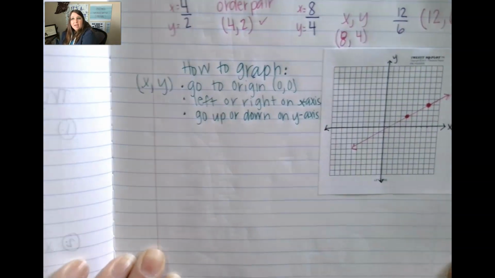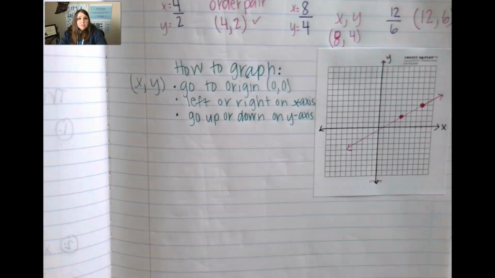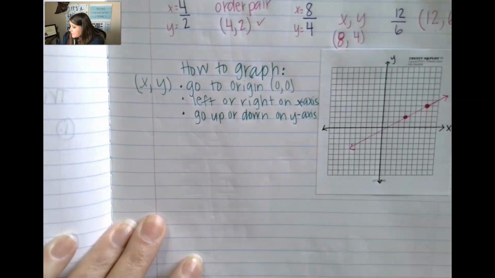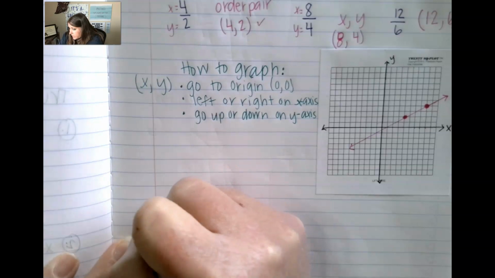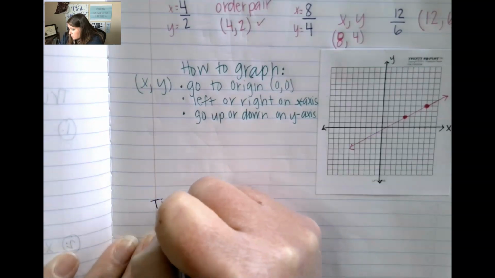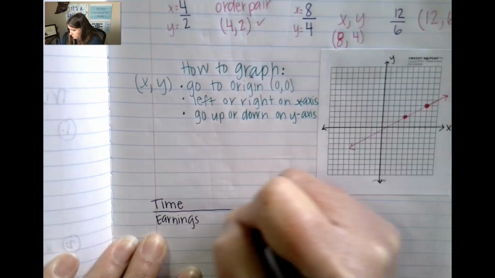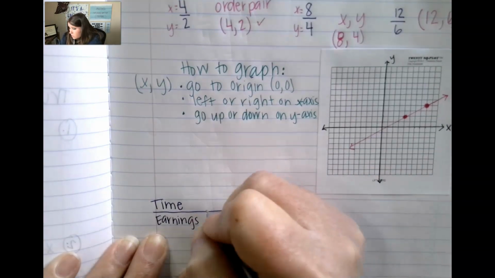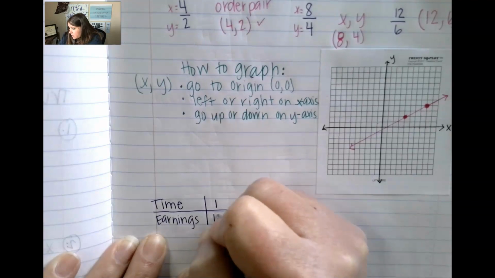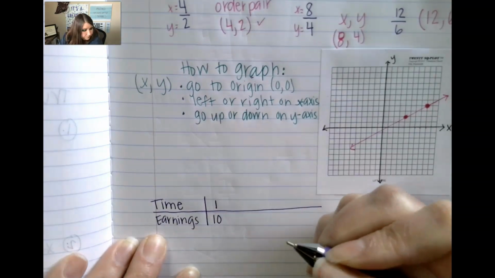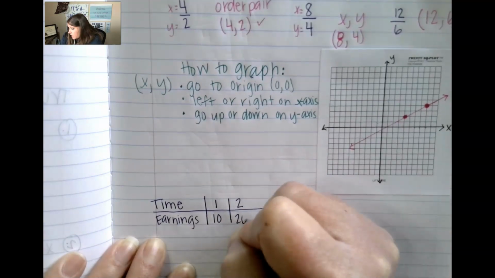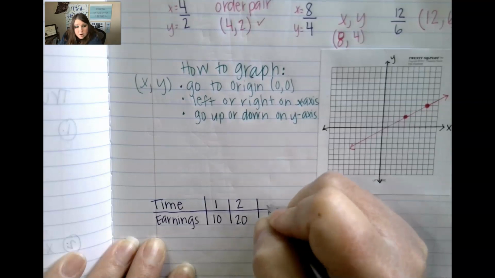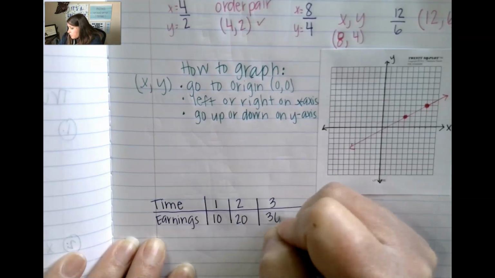Okay, let's go ahead and do another example. So in our next example, we are comparing time and money. So time versus earnings. All right, so for 1 hour, we earn $10. For 2 hours, we earn $20. For 3 hours, we're going to earn $30.